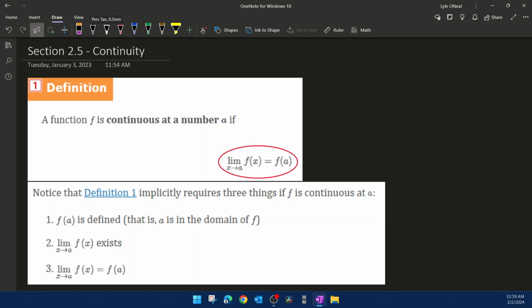Hello and welcome to our lesson on continuity. This is going to be from section 2.5 in our calculus text.